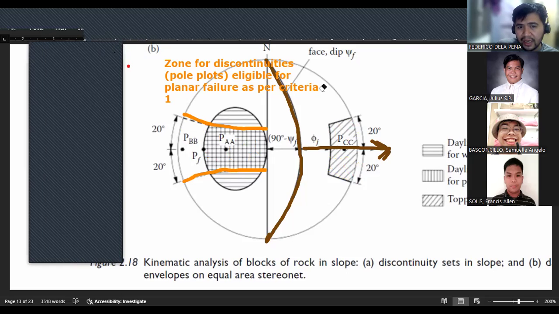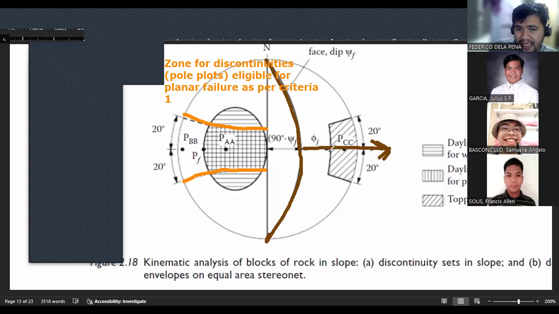Now, the second criteria is that the discontinuities should actually be greater than the friction angle. They should be steeper than the friction angle. Normally, the friction angle that we use is somewhere between 25 to 35. For simplicity of discussion, let's use 30 degrees for now. So let me use color green.